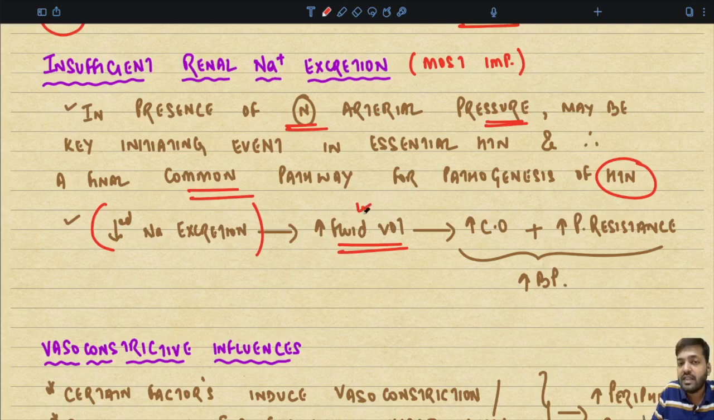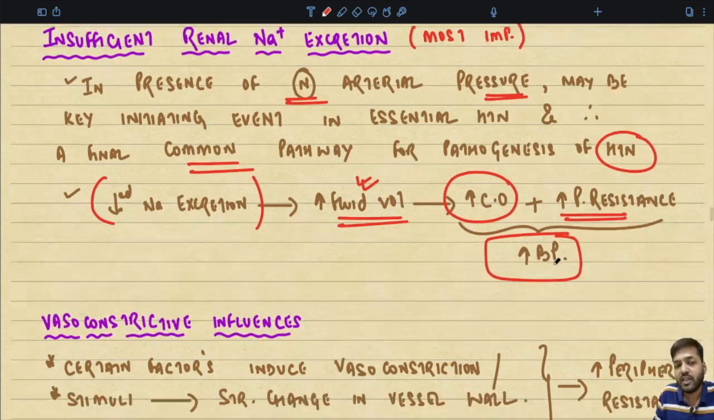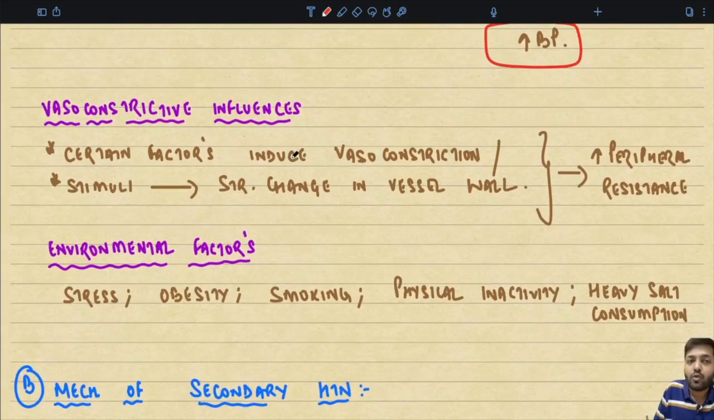So ultimately the amount of fluid in the body will rise. As a result, the cardiac output is going to increase, and to prevent hyperperfusion, the peripheral resistance also increases, thus entirely the BP increases. Okay, so insufficient renal sodium excretion has been hypothesized to be one of the major initiating causes of essential hypertension. Then there are certain vasoconstrictive influences.